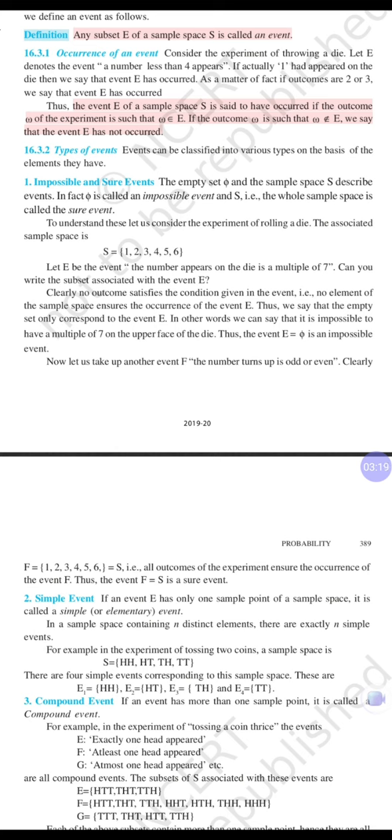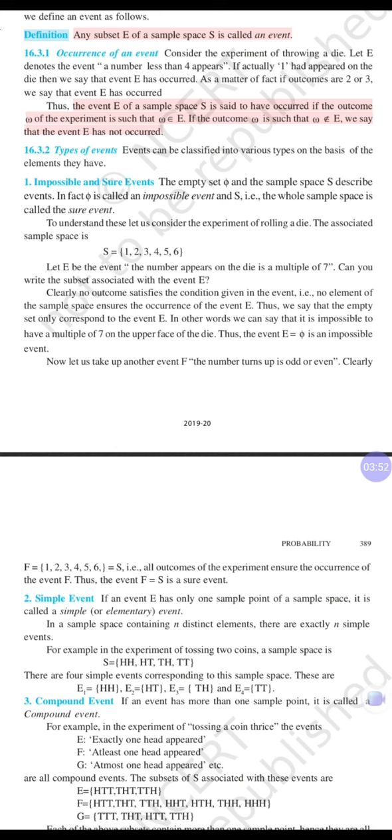Now let's see another condition. If we say that I want 7, 8, 9 or any number which is larger than 6, then if we throw a die, we can't get anything except 1 2 3 4 5 6. No such number we can get. So we say that this event has not occurred.